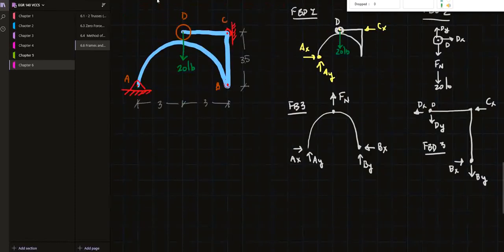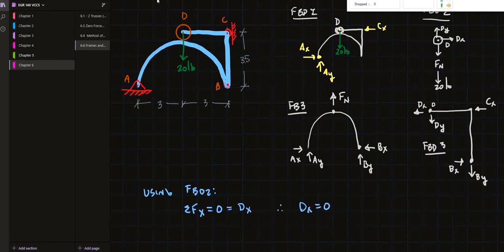So let's do some analysis. Using free body diagram number 2, I'll sum forces in the x equals 0, and we see that all we have is a DX there. Therefore, DX equals 0. Let's go ahead and turn this on so we can get some nice boxes.